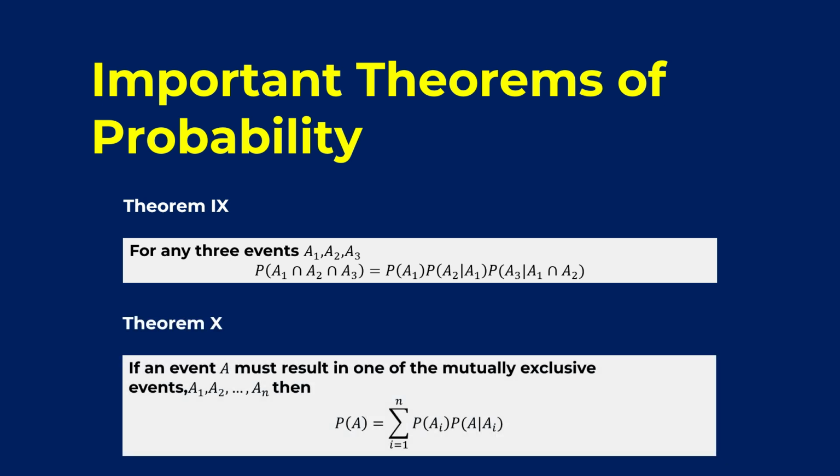Theorem 10 states that if an event must result in one of the mutually exclusive events A sub 1 to A sub n, then the probability of A is equal to the sum of the product of the probability of A sub 1 times the probability of A given A sub 1 has occurred.